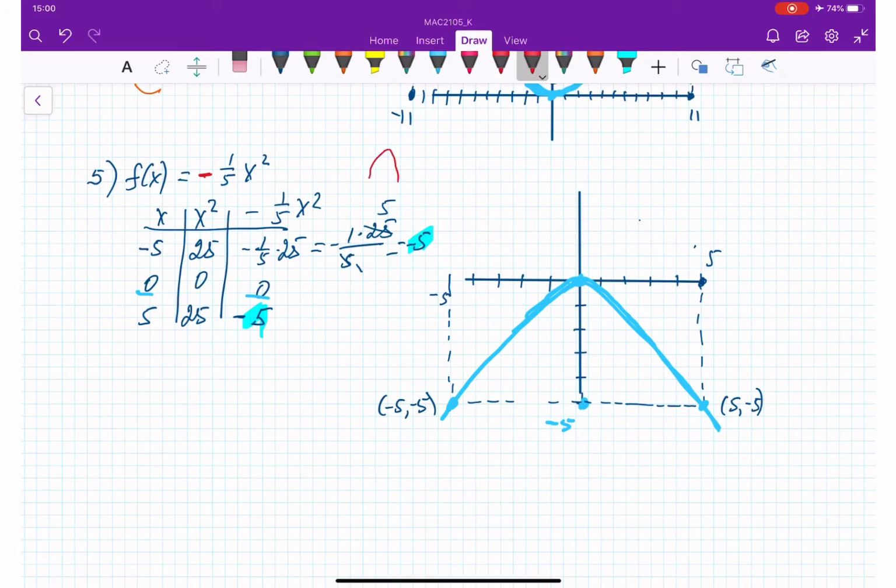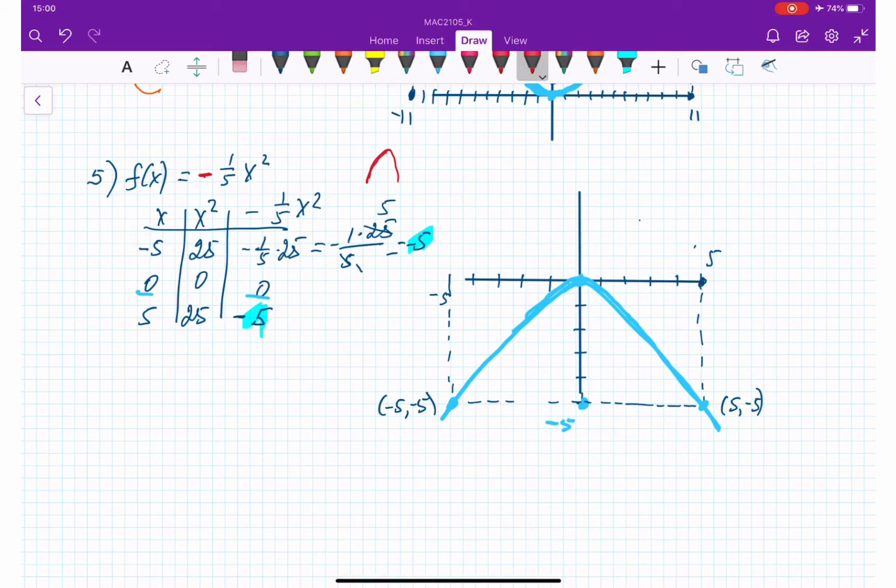So from here you can make one first rule. When coefficient of x squared is positive, parabola gonna go up. If coefficient of x squared is negative, parabola is gonna go down. Okay? All right. Next one.